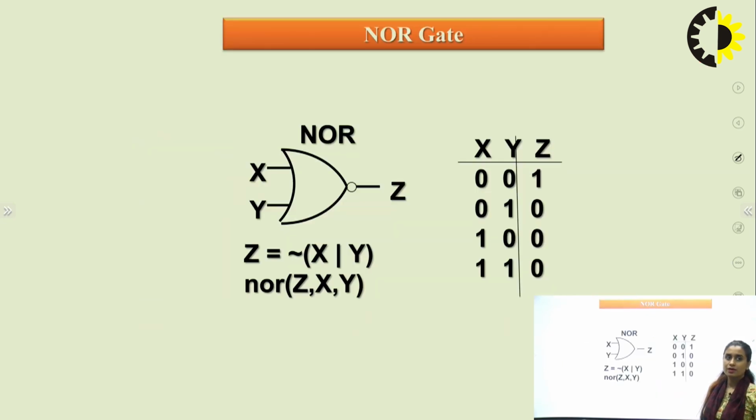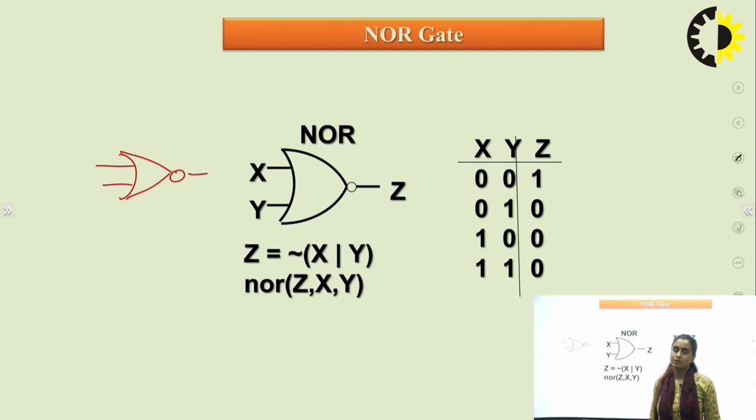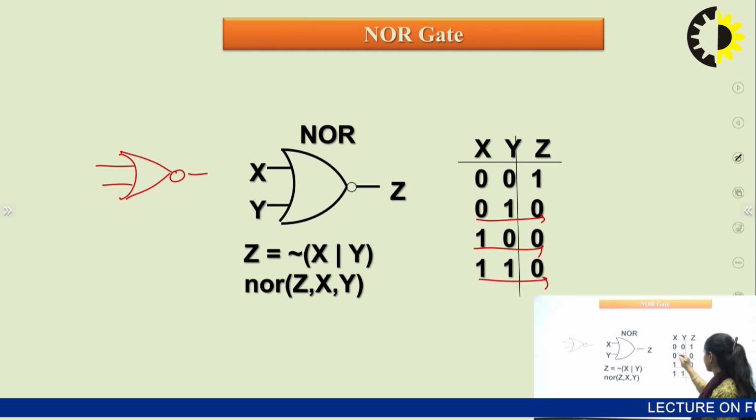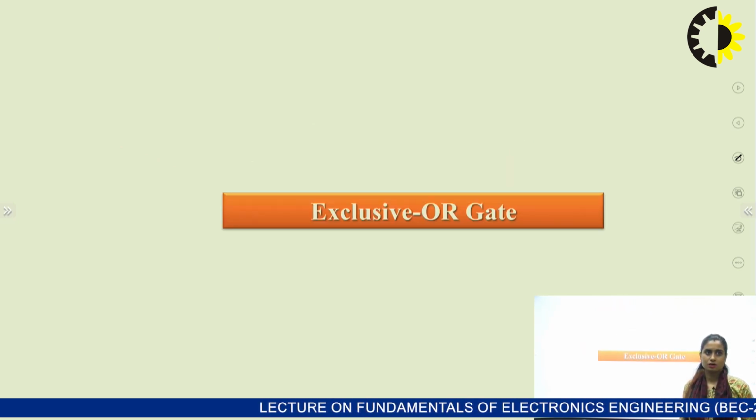If I talk about the NOR gate, it is represented first by OR, then putting a circle in front of OR. So whatever an OR gives, the inverse of it will be the output of the NOR gate. In an OR gate we know the output is high when either of the inputs is high. Here, when either of the inputs is high, the output will be low, that is the inverse of it, and it is high when both the inputs are low. So this is how NOR works.